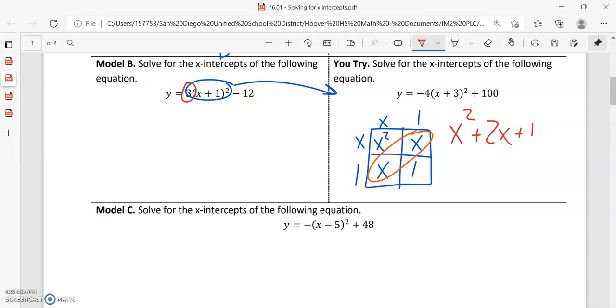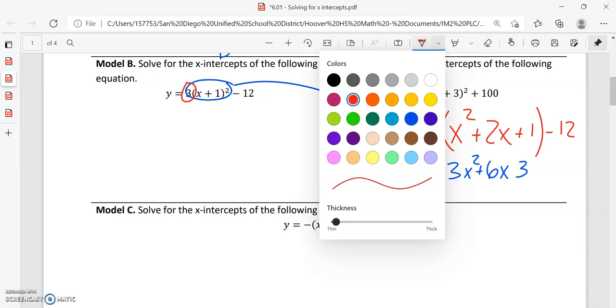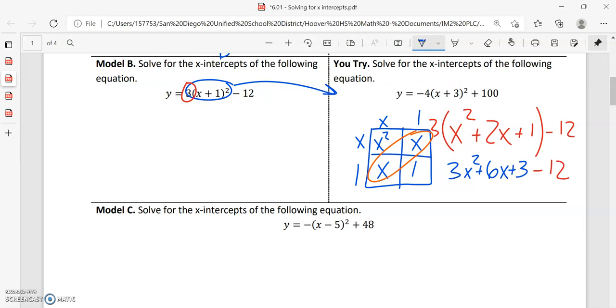Now don't forget this 3 out front, so that's still there, and we have a minus 12 at the end. So when we do 3 times x squared, we get 3x squared. 3 times 2x is 6x, and 3 times 1 is 3, minus that 12 at the back side. That should be a plus 3. 3x squared plus 6x plus 3 minus 12, that turns into negative 9. So 3x squared plus 6x minus 9 is our new standard form equation.